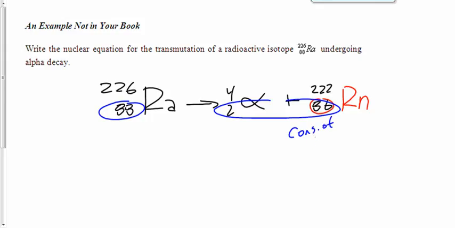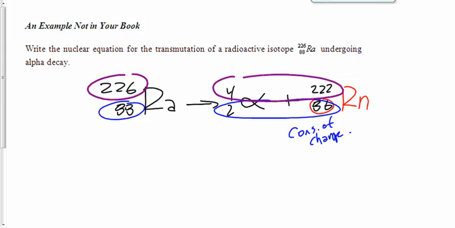Because really you're saying, look, I got to have plus 88, and I got to have plus 88, right? 88 protons. Yep. Good. The other one is conservation of nucleons. A nucleon is a proton or a neutron. We have to make sure that the number of protons and neutrons balance here. So this is going to be conservation of nucleons.